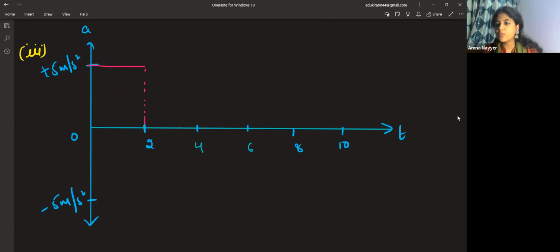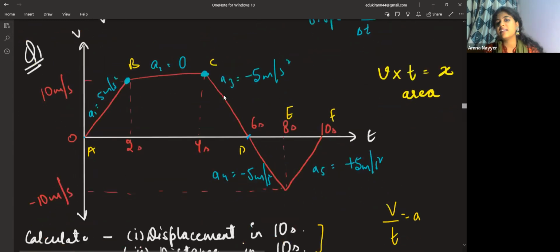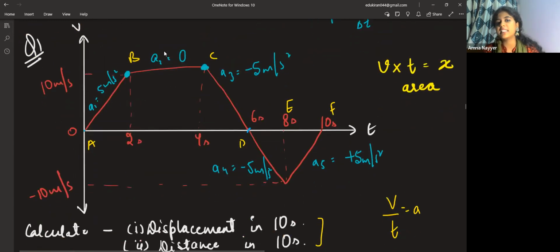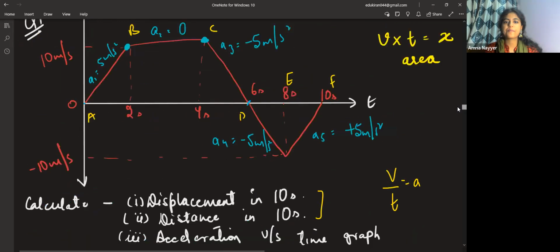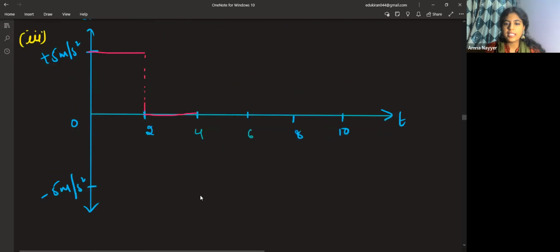Now, 2 to 4 seconds, what is the story that we have seen? There isn't any acceleration from 2 to 4 seconds. It is 0. Since there isn't any acceleration, the slope is 0. Then 4 to 6 seconds, acceleration is minus 5. And again, this is also a constant slope, and this is minus 5. So acceleration would be minus 5. This is for the duration between 4 to 6 seconds.